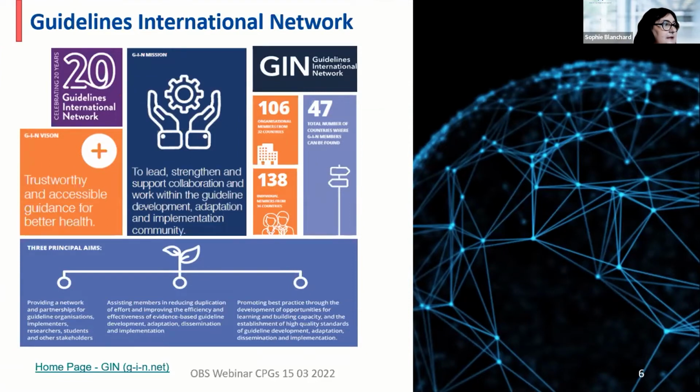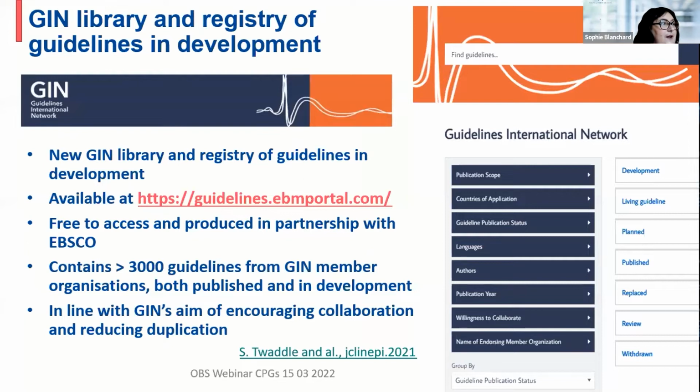Our 3 main goals are providing a network and partnership, assisting members in reducing duplication of effort, and also promoting best practice through the development of opportunities for learning and building capacity. So, in line with GIN's aim of encouraging collaboration and reducing duplication, the GIN library was updated in 2019 to become a GIN library and a registry of guidelines in development.